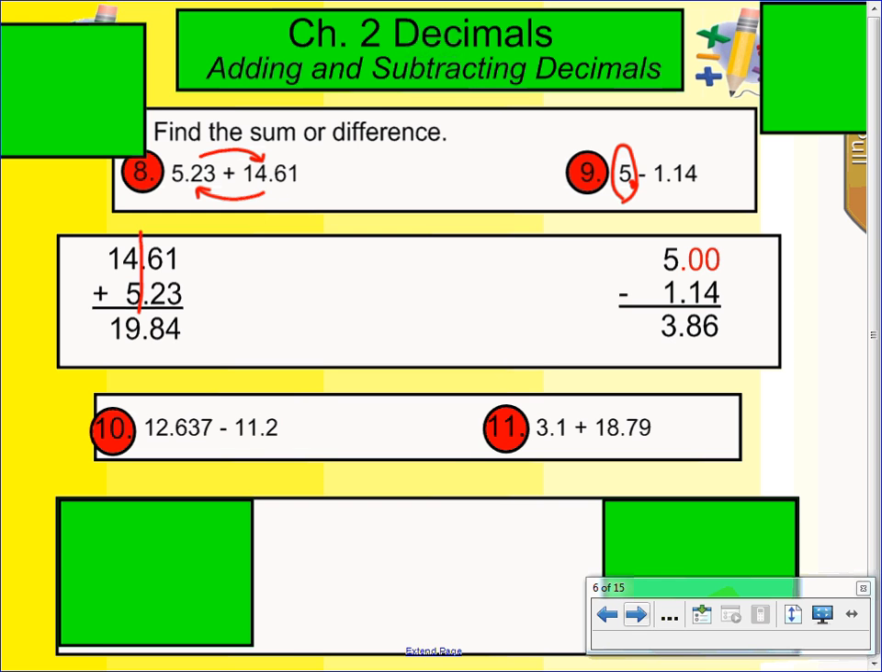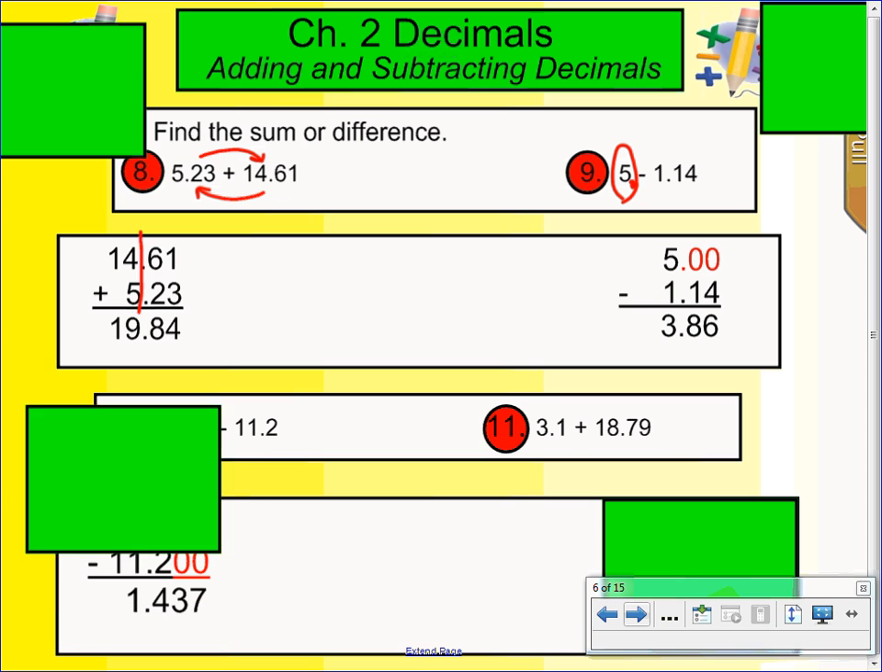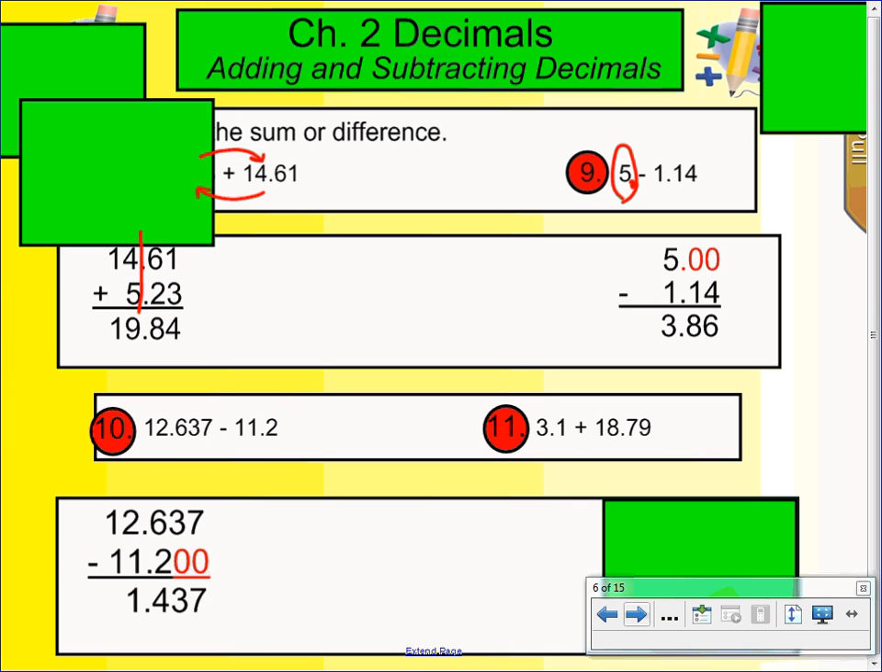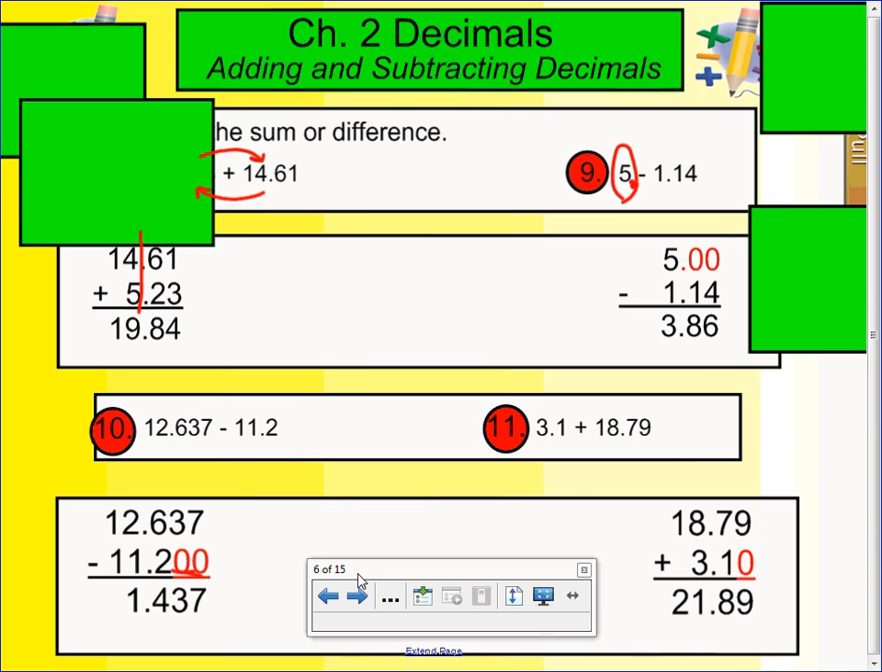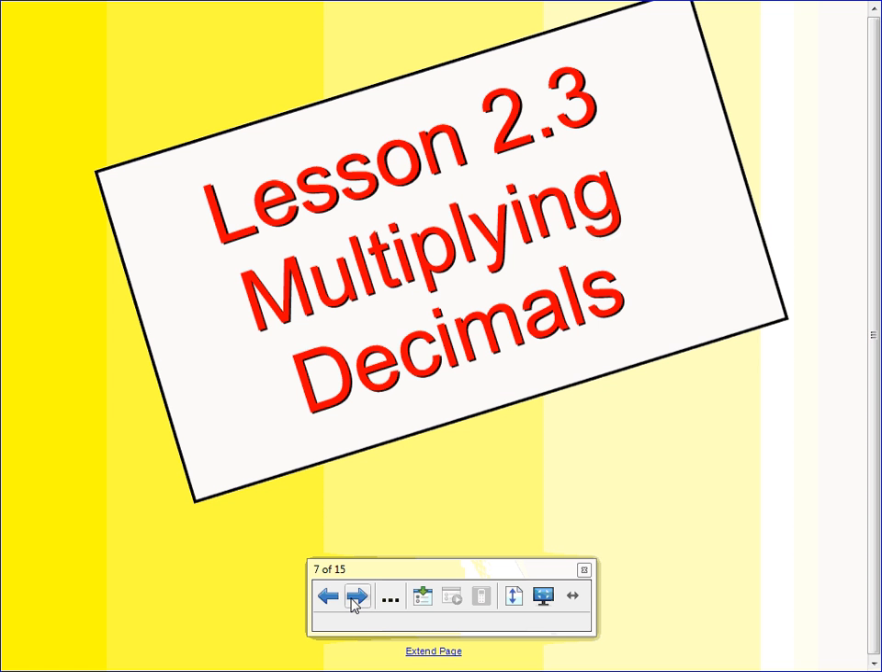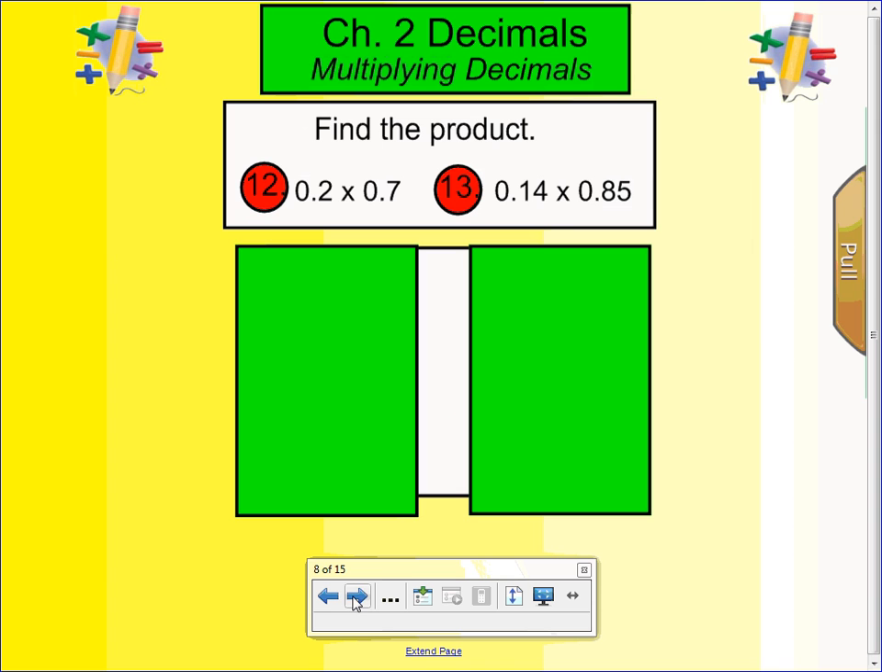In number 10, once again, I need to line up my decimal points. I need to add 2 zeros after the 11 and 2/10, so there are equal number of digits. And when I subtract those, I get 1 and 437 thousandths. And finally, in number 11, I want to add a 0 after the 3 and 1/10, and I get 21 and 89 hundredths. Lesson 2.3 was multiplying decimals.